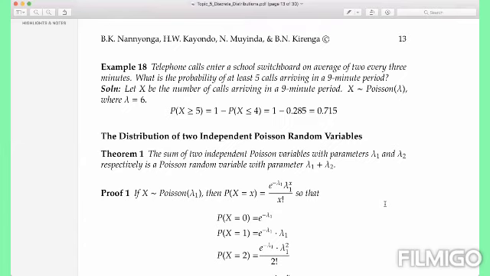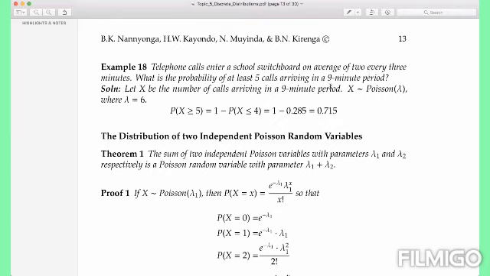Telephone calls enter a school switchboard on average of 2 every 3 minutes. Now lambda, the average, is given every 3 minutes, but the probability which is wanted is that of arriving in a 9-minute period. So this is where you have to be careful. My lambda average was 2 in 3 minutes, so you have to do some manipulation.